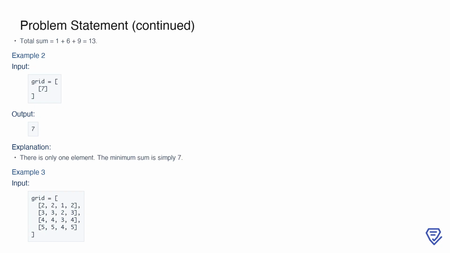Breaking this example down further, the total sum is calculated as 1 from the first row, 6 from the second row, and 9 from the third row, which adds up to 13. Now let's consider another example. If the grid contains only one element, such as 7, there is only one possible path, and the path sum is simply the value of that single element, which is 7. These examples demonstrate the problem's constraints for smaller matrices.